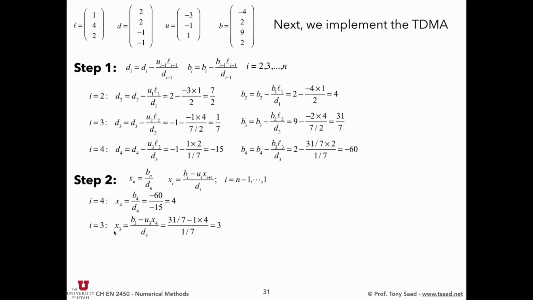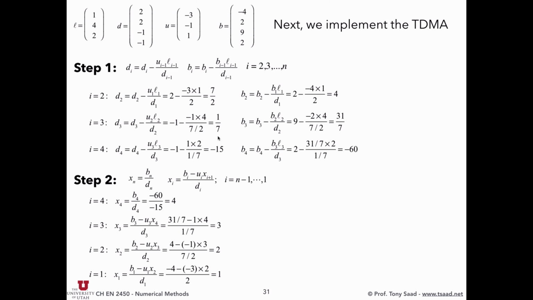Same thing for i equal 3. x3 is b3 minus u3 x4 over d3, and b3 is 31 over 7, minus u3, which hasn't been changed, that's 1. And what is x4? We just computed it. That's 4, over d3 from over here, 1 over 7, and so on. It's just really annoying algebra. But once we implement it in code, it will make a lot of sense and make things easier.